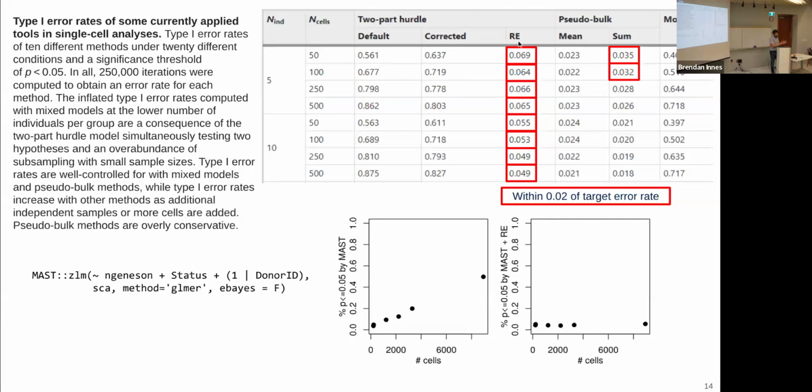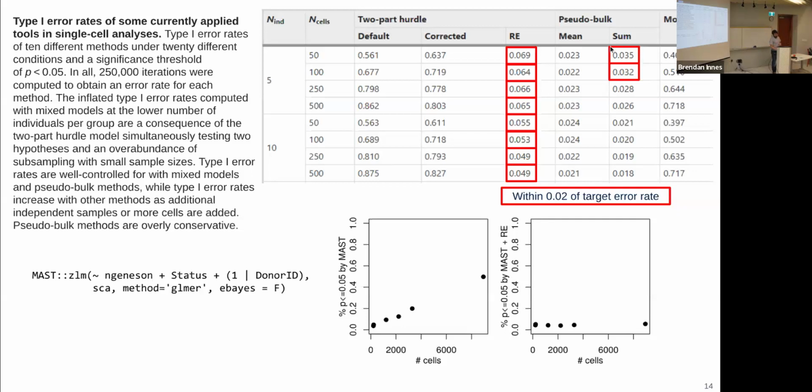They added this random effect term, and suddenly type 1 error rate is controlled. I highlighted anything where type 1 error rate was within 0.02 of the target p-value of 0.05. And so yeah, type 1 error rate is controlled.